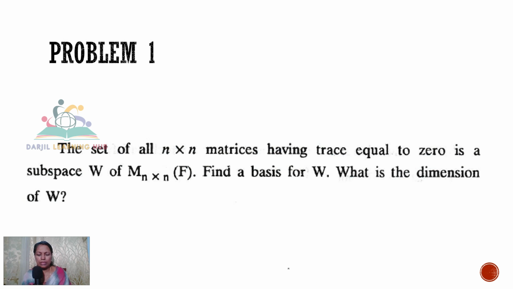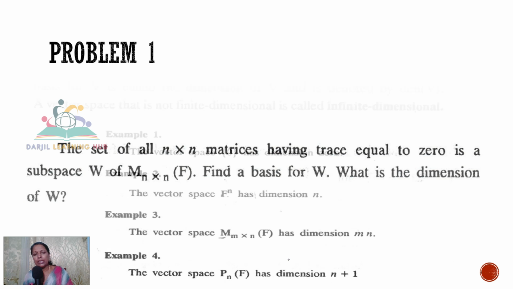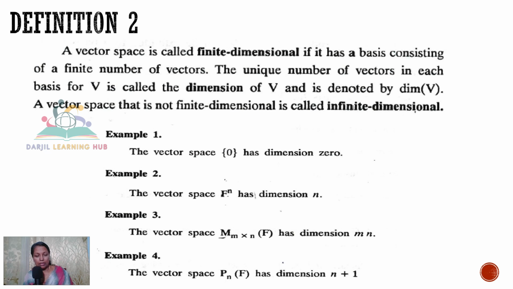With this information, let us see the problem. The first problem is: the set of all n by n matrices having trace equal to 0 is a subspace of W. Before that, I can show you some examples also, so that the definition of dimension will be clearer. Here dimension is denoted by dim of V. This means dimension of the vector space V.